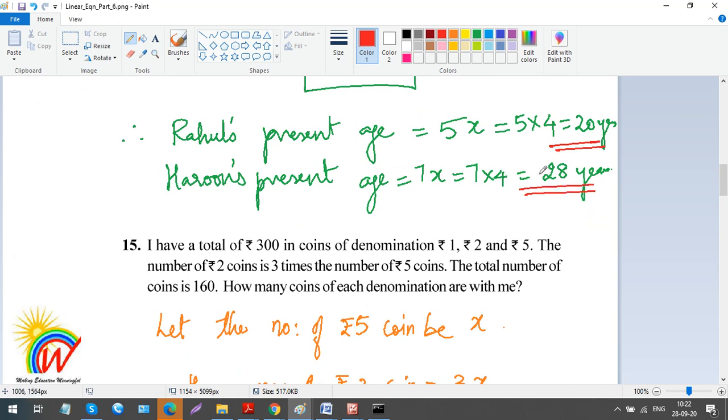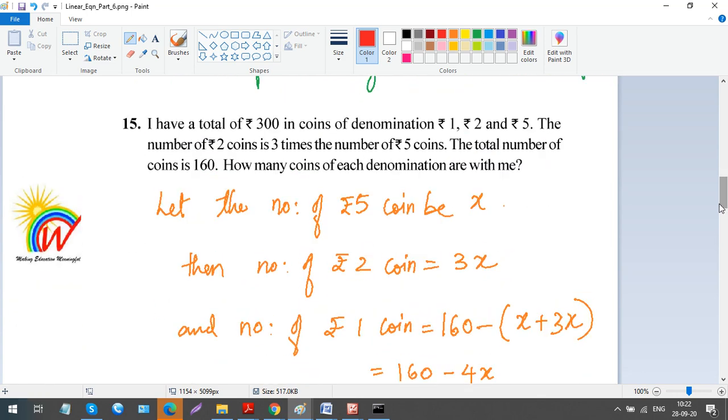Now come to the 15th question. I have a total of rupees 300 in coins of denomination 1 rupee, 2 rupee and 5 rupee. See, I am having a 1 rupee coin, 2 rupee coin. Imagine yourself over there. You're having 1 rupee coin, 2 rupee coin and 5 rupee coins, and when you add them up, you are getting 300 rupees. Now the number of 2 rupee coins is 3 times the number of 5 rupee coins. So that's the link they have given.